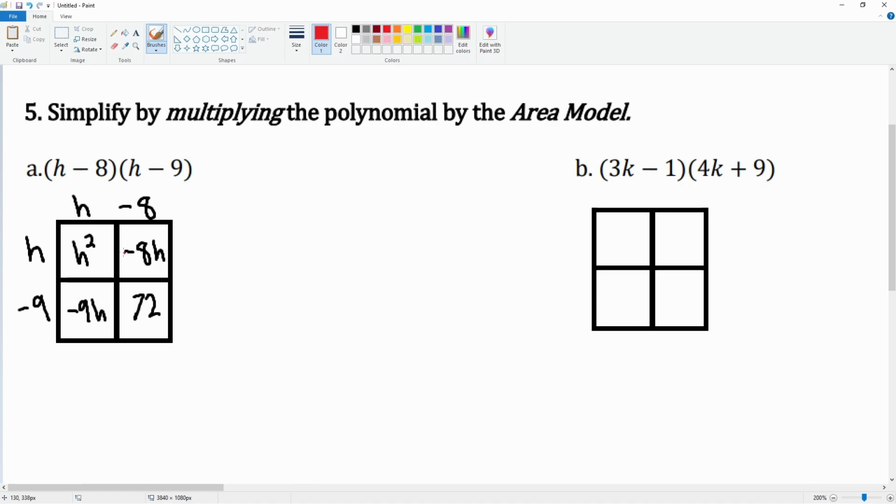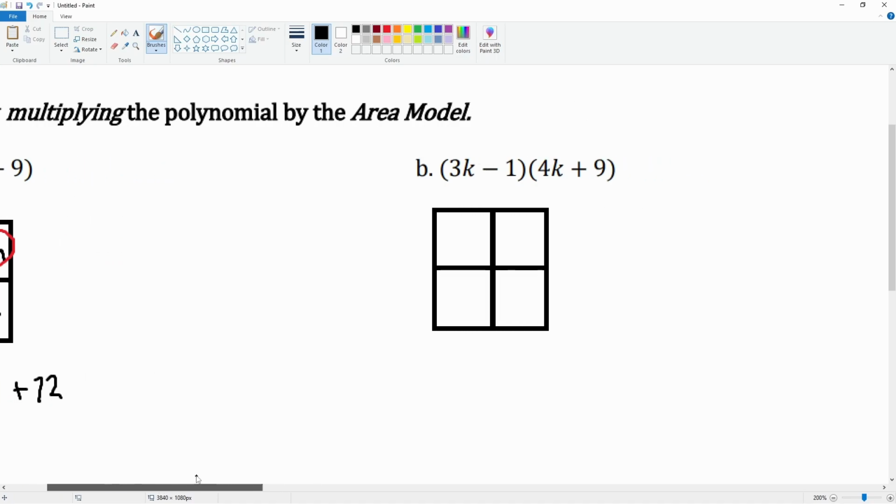Notice there are always going to be some like terms, which are going to be the diagonals. The negative 9h plus negative 8h becomes a negative 17h. Bring down all the rest of the terms, h squared and the plus 72. So your final answer is h squared minus 17h plus 72.